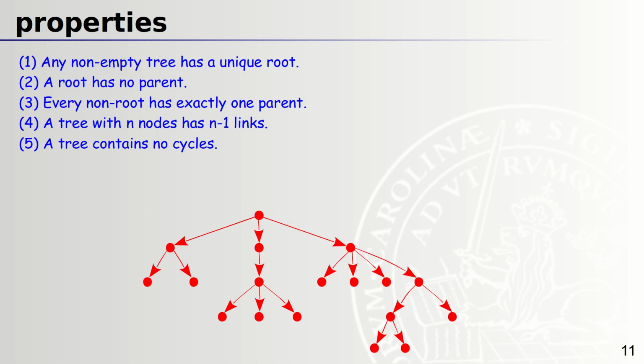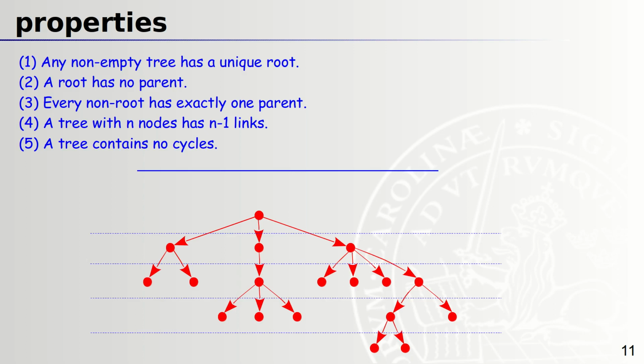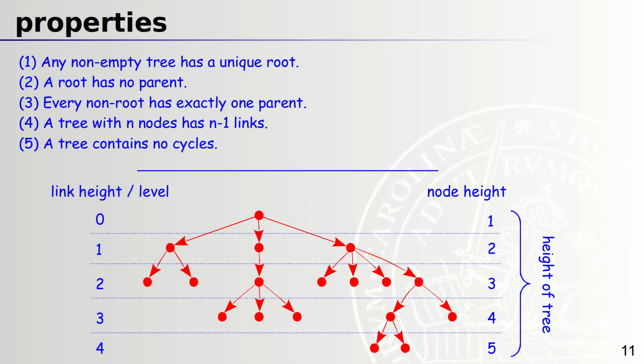Given a tree, we can group its nodes by their distance from the root. We measure that distance either as link height or level, which is the number of links one has to cross on the path from the root to a node, or as node height, which counts the number of vertices in the path from the root to a given node. The highest node height of any node in the tree is also the overall height of the tree.